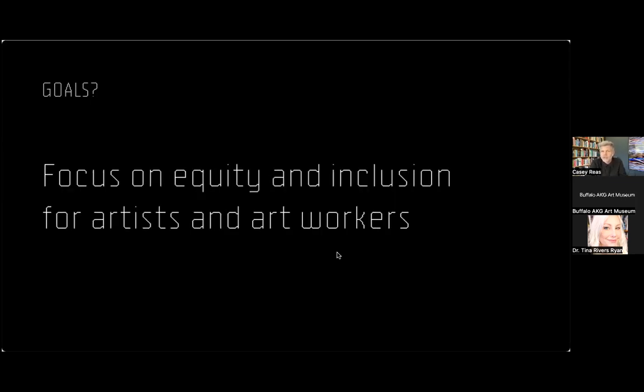Another goal of mine is to focus on equity and inclusion for artists and art workers. How can we imagine new kinds of social organizations and artist co-ops? How can we promote racial and social justice through these emerging technologies? How can we create a new culture, an economy around art that's not winner-take-all capitalism? Over the last two years, a ton of money has flowed into the digital art space through NFTs, but how are those resources distributed?